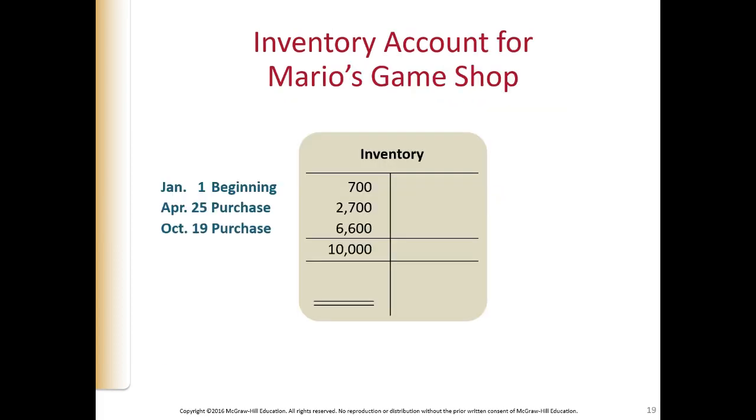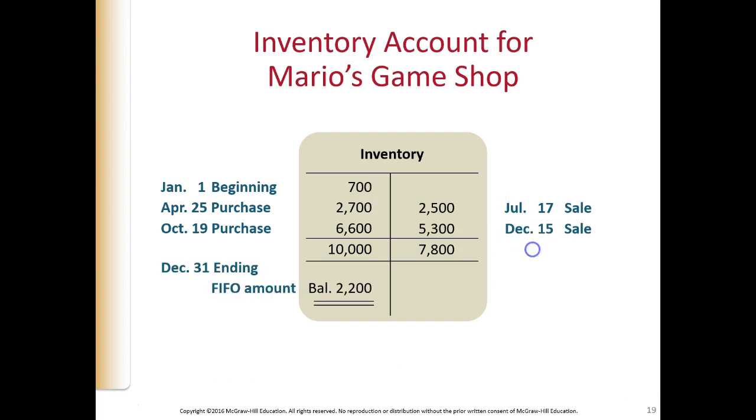In the inventory account, if you went through the rest of the transactions, this is what you would see as activity in the inventory account. We had the beginning dollar amount. We had 2 purchases. That's on the left side. We had 2 sales, and so the $2,500, and then the cost of the December 15th sale will be $5,300. That's $7,800. Remember the $7,800 we saw earlier when we were computing the first in, first out method. And so the ending inventory balance at December 31st is $2,200.